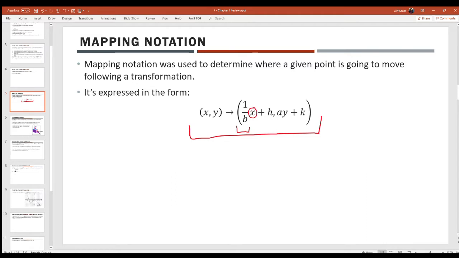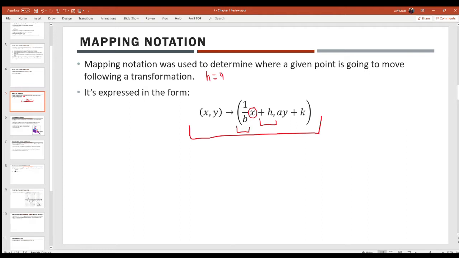Just like if I said, oh, you're moving it to the right by 4 units, that would mean h is 4. That's what you're actually adding to your x components. Okay, so I know it's a little bit backwards. I know in function notation, if you saw plus 4, that would mean going to the left 4, but in mapping notation, it's the other way around.